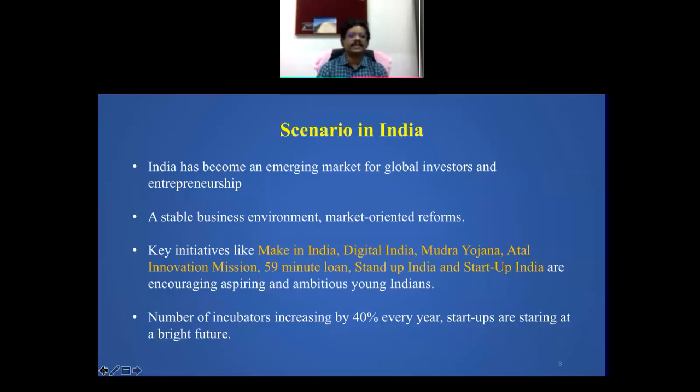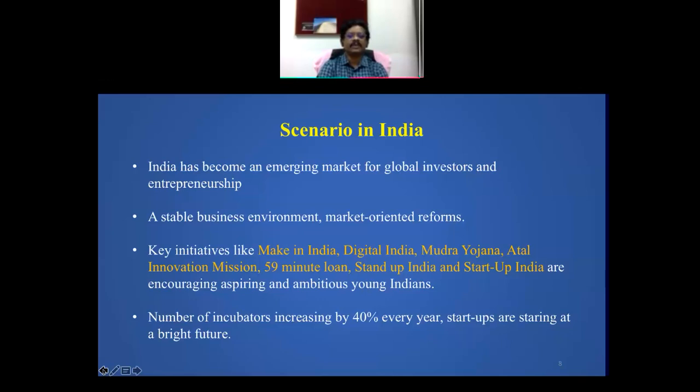Besides that, the key initiatives by the government, like Make in India, Digital India, Mudra Yojana, Atal Innovation Mission, and the 59 minutes loan. That means within 1 hour you will get the finance. Also Stand Up India and Startup India. All these encourage aspiring and ambitious young Indians. They are targeted at young people, not experienced or older people starting their business. All these initiatives by the Government of India exclusively target young people.